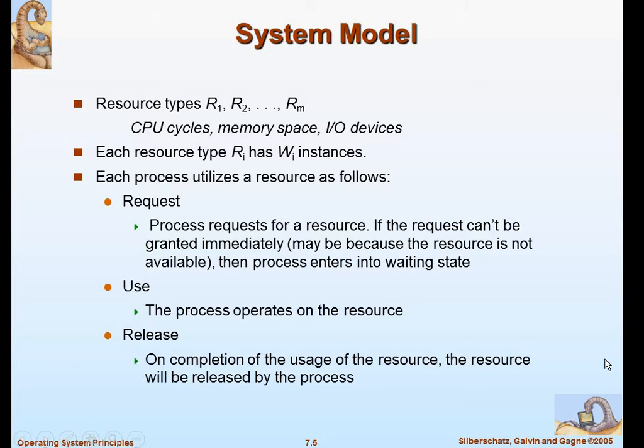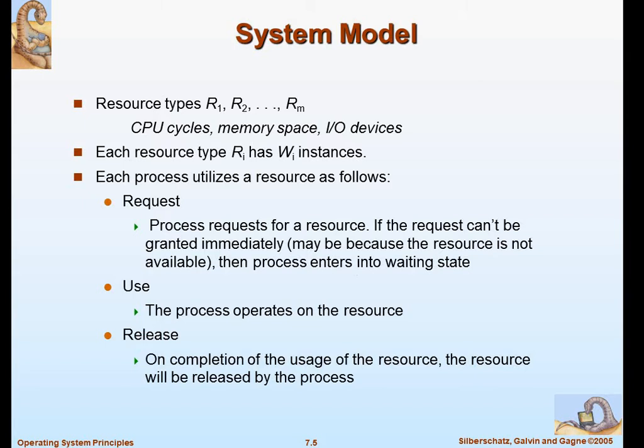What are the different types of resources available in the system? Commonly, CPU cycles, memory space, and IO devices are the resources in the system. Each resource will have a certain number of instances. Let us take printer as the resource. We may have 5 printers, then we call printer the resource type, and 5 is the number of instances of that resource type.